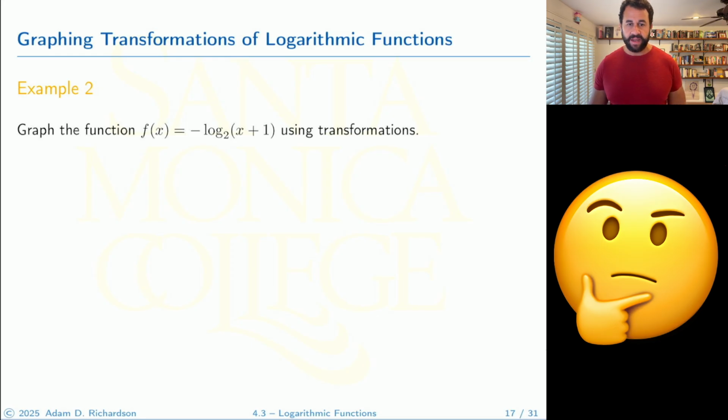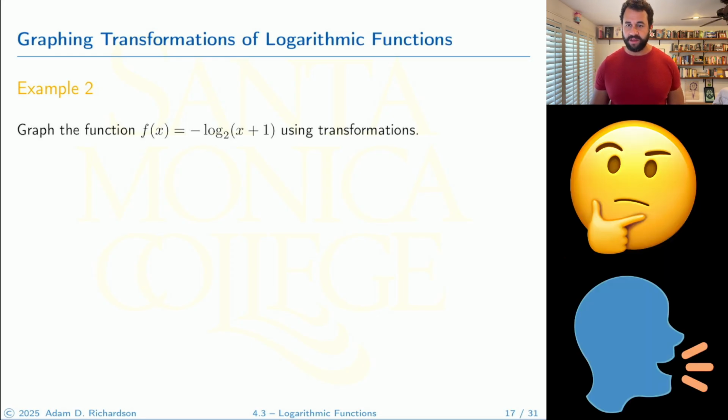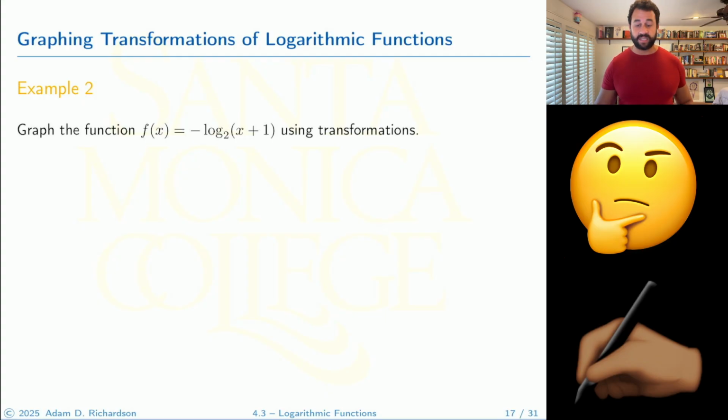Now, say something out loud to give yourself that verbal feedback, and then try to sketch it. See if you can sketch that graph, and we'll do it together in just a moment.